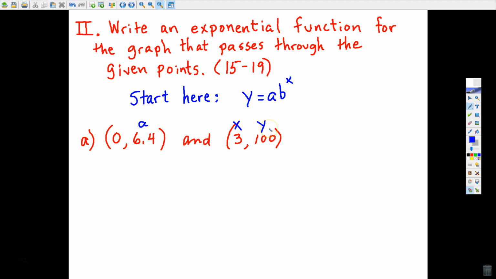So what's the one variable I don't know yet? B. So we're going to solve for B. So let's plug in everything we know. 100 equals the y-intercept, 6.4. We don't know B yet, but we're going to figure it out. And x is to the 3rd power.